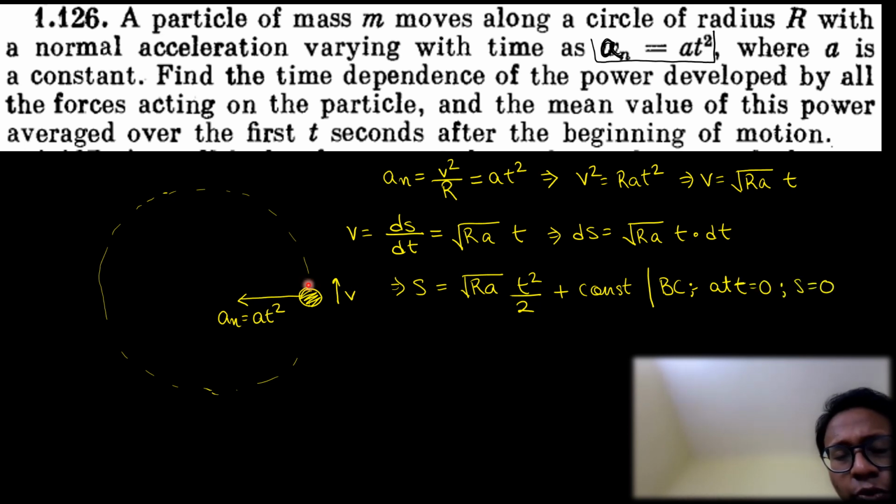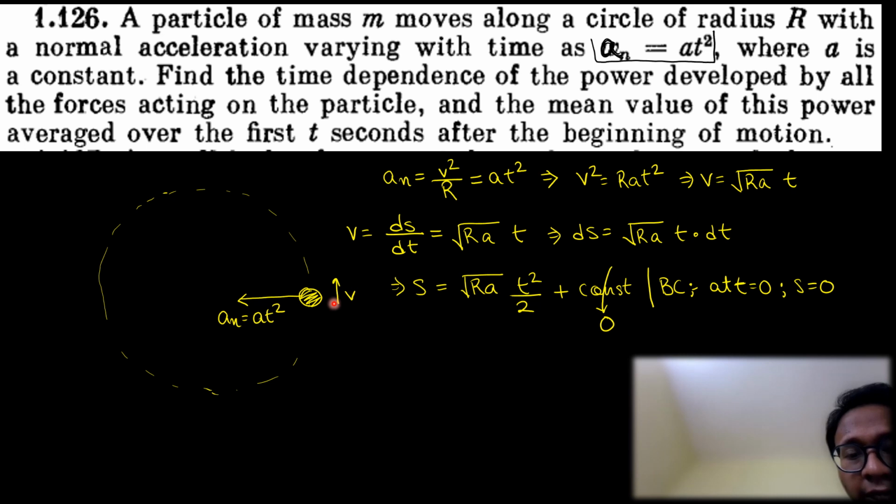Why? Because whenever you are measuring distance, you always assume at time t is equal to 0, that means when the clock started, the distance covered is equal to 0, because we measure distance by assigning the initial distance to be 0. So at t is equal to 0, s is equal to 0. If you put both in this equation, the value of the constant will come out as 0. Now we had the velocity, we had the distance.